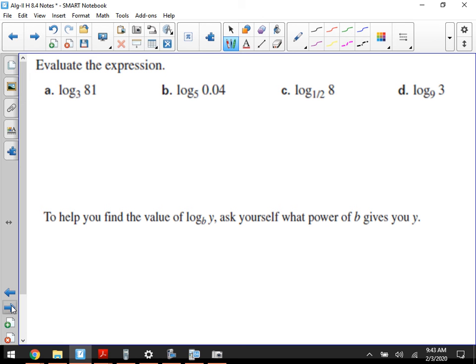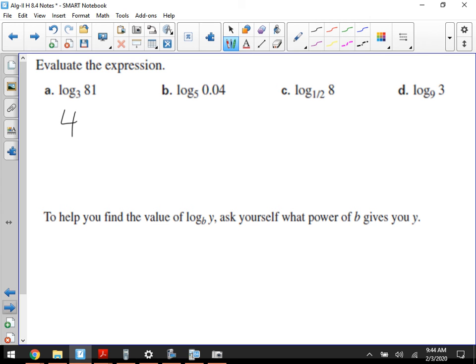Again, this goes into simplifying. Lots of simplifying. When you're looking at log base 3 of 81, what you should be asking yourself is, 3 to what power is 81? 3 to the 4th. Very good. So this simplifies to equaling 4. Okay, I'm going to skip this one for right now. I'm going to come back to it.